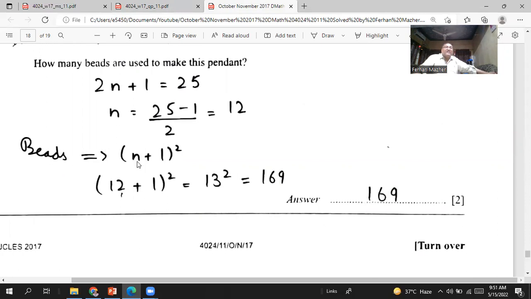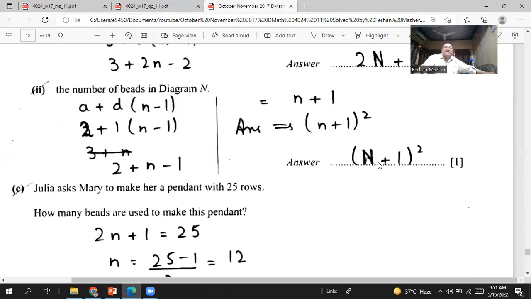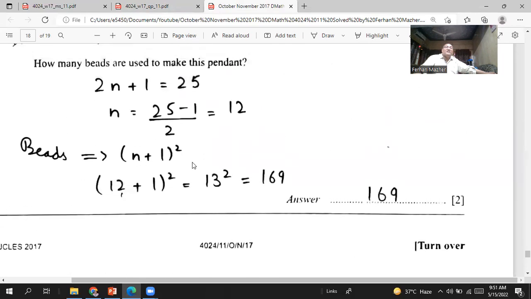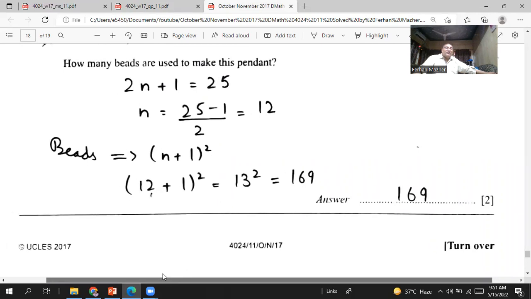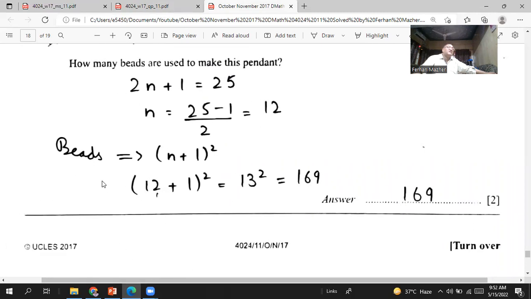So the number of beads will be n plus 1, whole square. So you will have 12 plus 1 squared, that will be 13 squared, which is 169. Because it's pattern number 12, the number of beads is 12 plus 1 whole squared, and that will be 169.